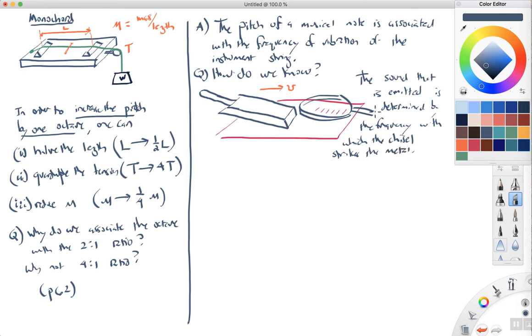And we know this because when the pitch goes up, even if you're moving this at the same speed, these little chisel marks are closer together. In other words, it's striking more frequently, closer together, and the pitch goes up. So somehow the frequency is related to the sound pitch. And this is a clue to what he's talking about.